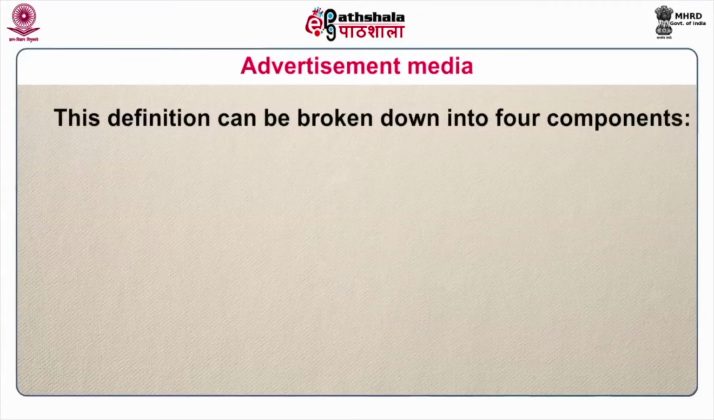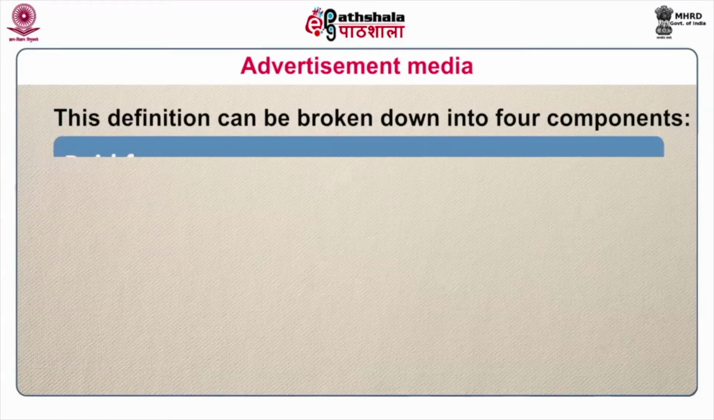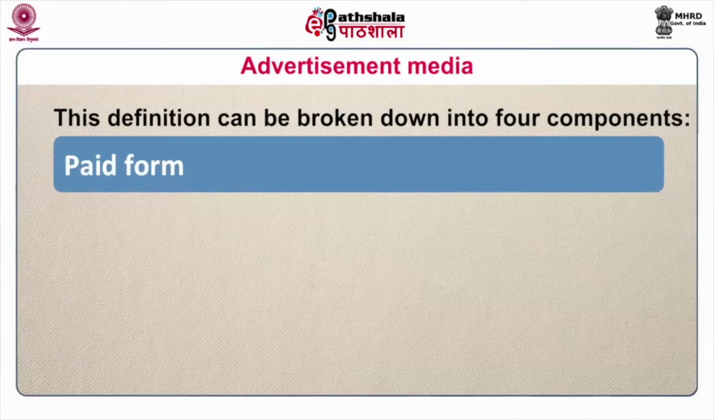Let us now talk about the components of advertising. Advertising can be broadly broken down into four components. Number one, paid form. Advertising is paid for and controlled by the individual or group that is the sponsor. Because someone is paying for the space, newspapers or outdoor, or time in radio or television, this individual or group has complete control over what is said, printed or shown.